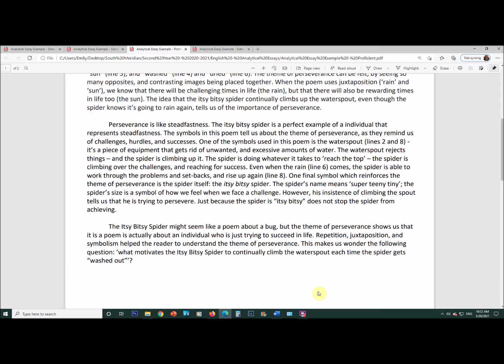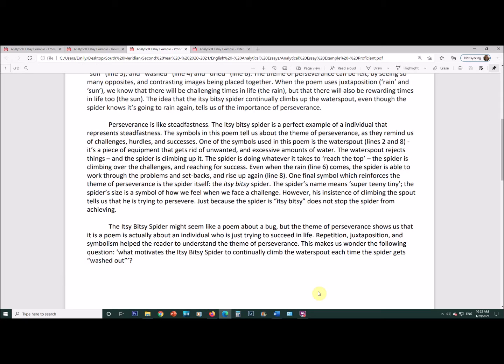Even when the rain, line 6, comes, the spider is able to work through the problems and setbacks and rise up again, line 8. One final symbol which reinforces the theme of perseverance is the spider itself, the itsy bitsy spider. The spider's name means super teeny tiny. The spider's size is a symbol of how we feel when we face a challenge. However, his insistence of climbing the spout tells us that he is trying to persevere. Just because the spider is itsy bitsy does not stop the spider from achieving. The itsy bitsy spider might seem like a poem about a bug, but the theme of perseverance shows us that it is actually about an individual who's just trying to succeed in life.